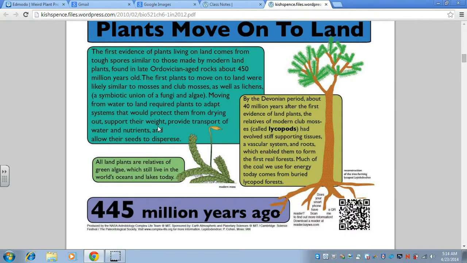They needed to be able to support their own weight, because things that were in the water were kind of supported by the water, but if they're living on land, then they needed to be able to hold themselves up. So they have stems, for instance. And they also needed a way of transporting water and nutrients throughout their bodies. So the higher level plants have something called vascular tissue. Okay, so those are some of the adaptations. There are others too. It's a good idea to take a look at that section in the book.